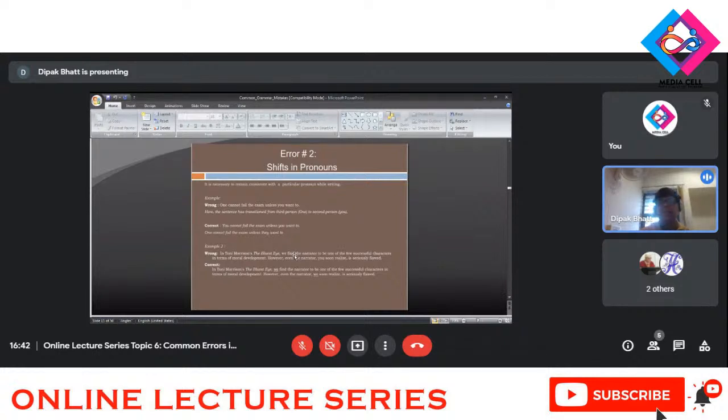So I'm reading the sentence again. One cannot fail the exam unless you want to. This is wrong. Use the sentence correctly. One cannot fail the exam unless they want to. So this is the correct way of continuing the same pronoun. You know, third person pronoun, second person pronoun. Don't change like this. This is wrong. If you have said third person, continue with the third person pronoun.